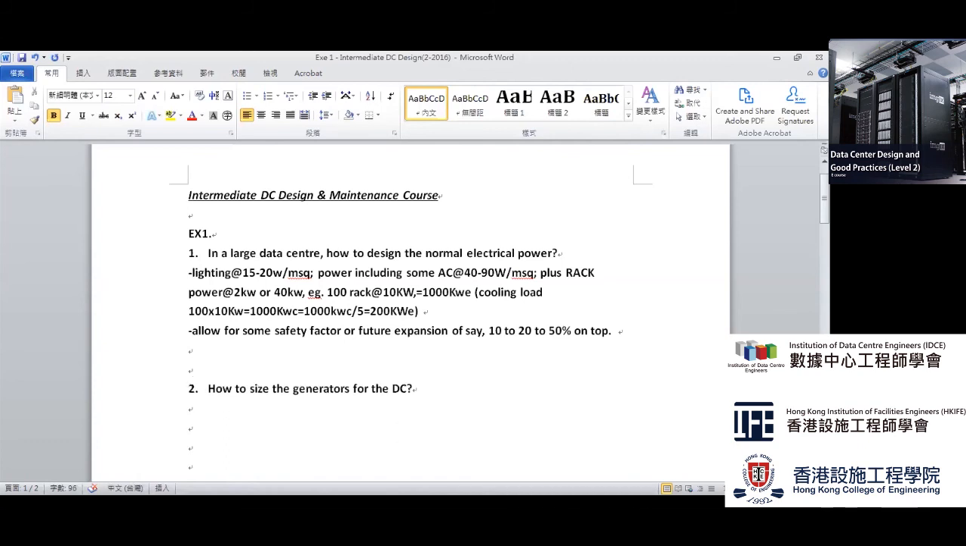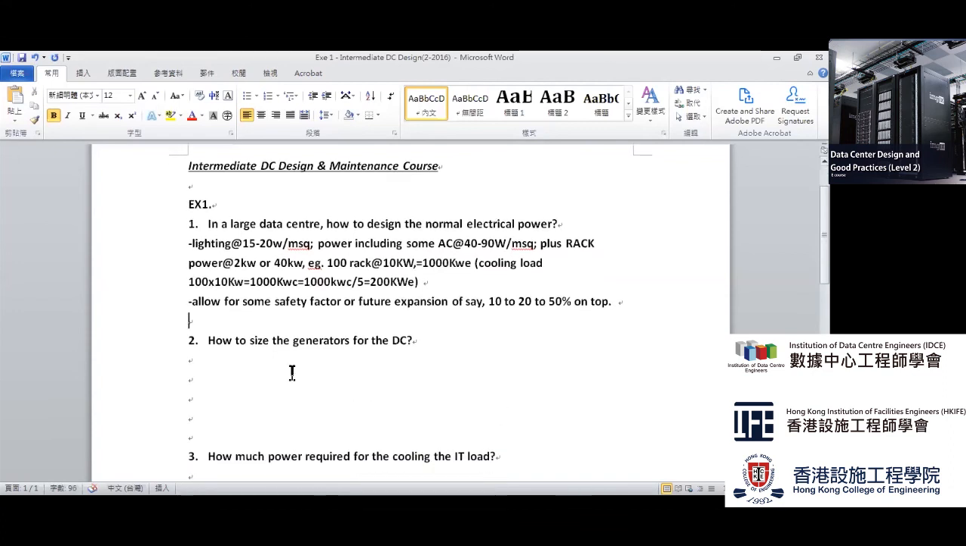This is normal only. For the UPS and for the essential power, we'll talk about it some other time because it's quite lengthy. Actually, it's not complicated. Now, how to size the generators? By the same token, let us take the IT load here. For example, if we have 100 racks, using 10 kilowatt each, so the total power is 1000 kilowatt electric, okay?